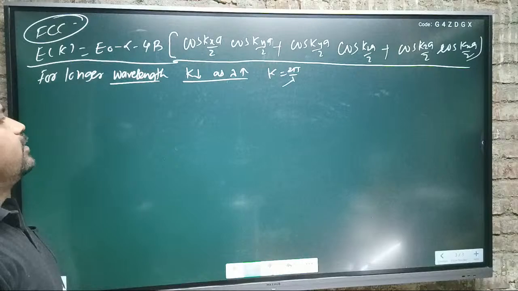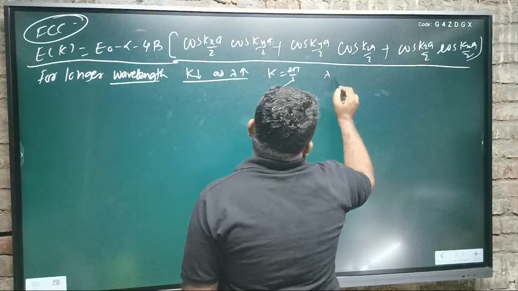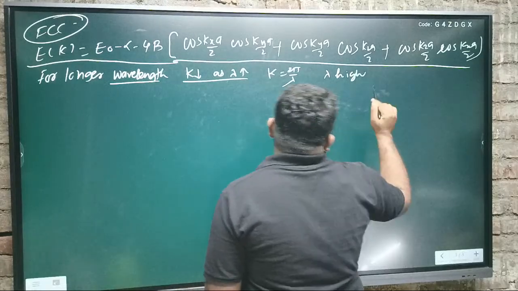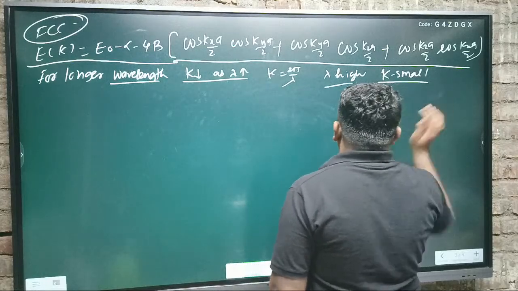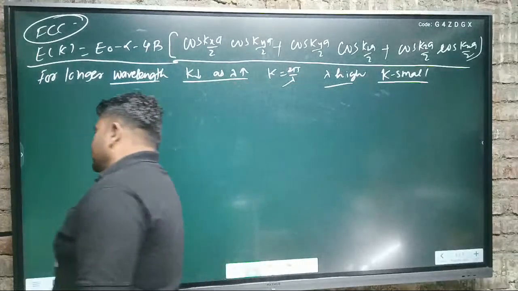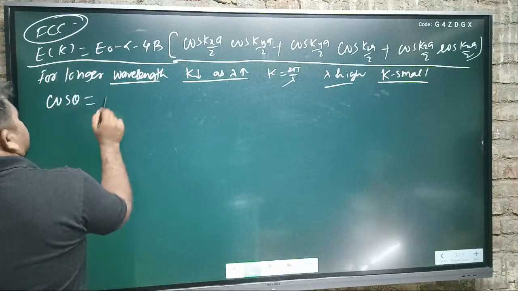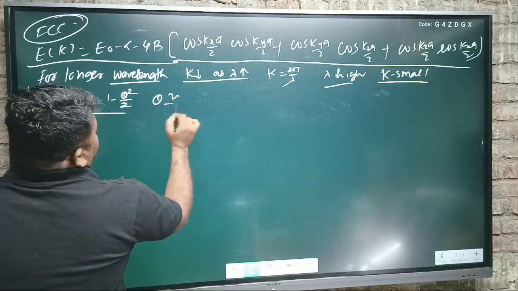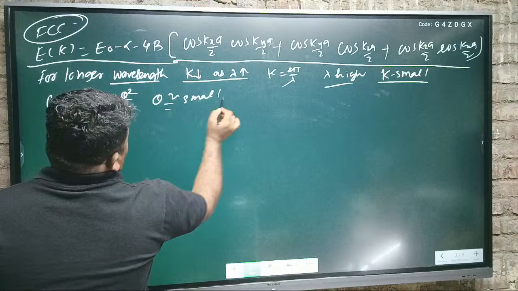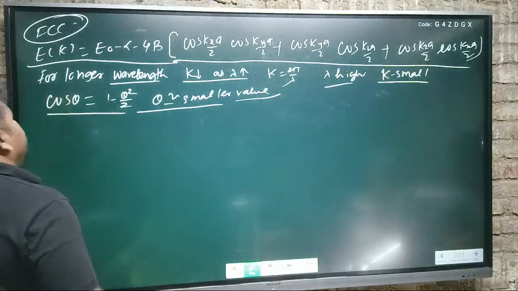It became a bit blurred in between. K is equal to 2 pi by lambda. Lambda high, K small. Yes or no? Lambda high, K small. Means we can take theta here small. Cos theta approximation is 1 minus theta square by 2. Here theta is a very, very small value. Got it? And then cos theta approximation is equal to how much? 1 minus theta square by 2.